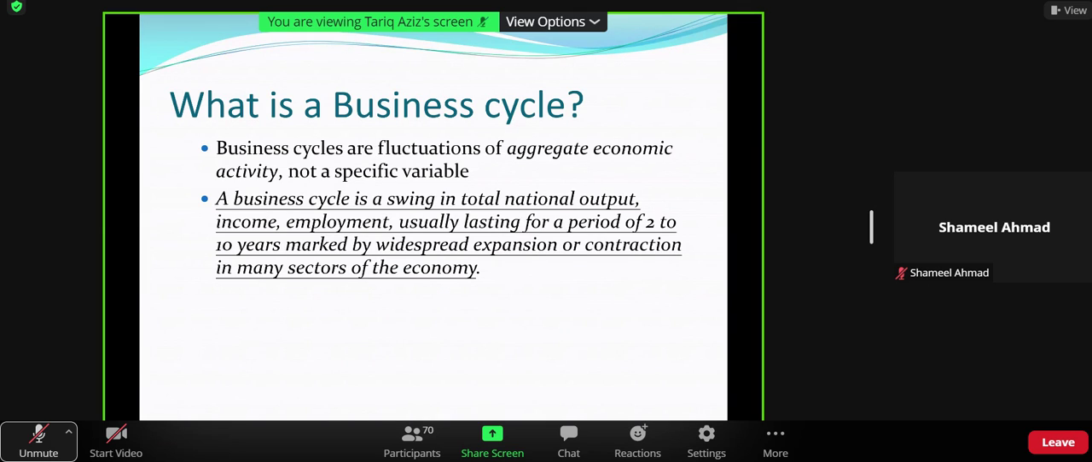The period may vary, normally between 2 to 10 years, marked by widespread expansion or contraction in many sectors of the economy. So when economic activities increase, that period is called expansion, and when economic activities decrease, and this decrease is widespread, that is called contraction.